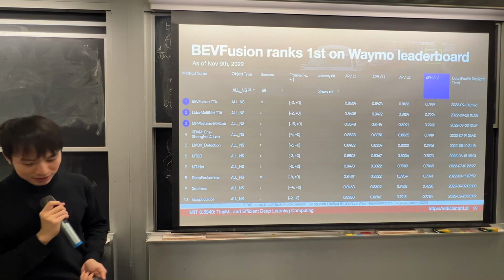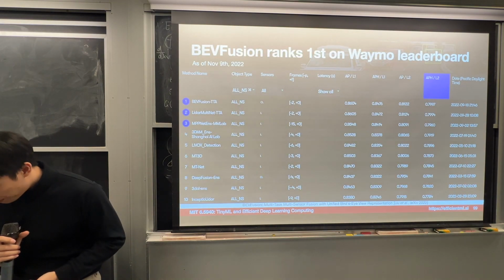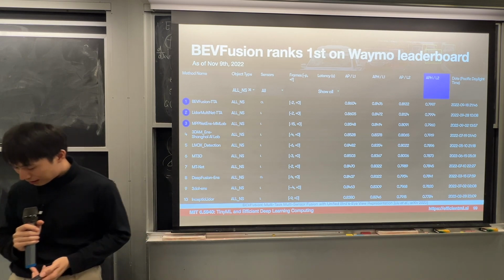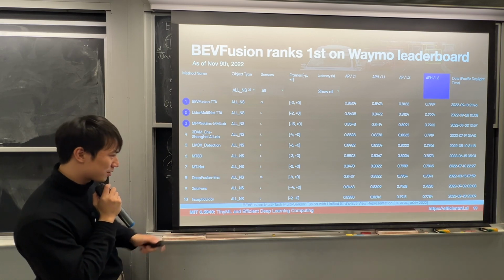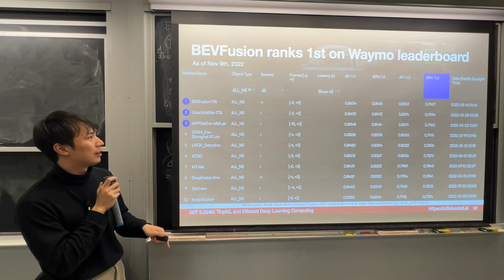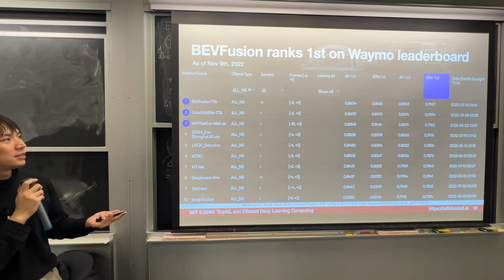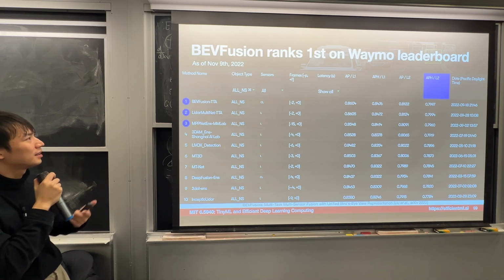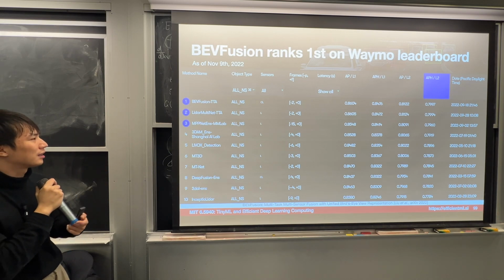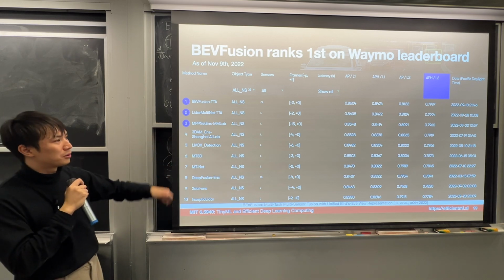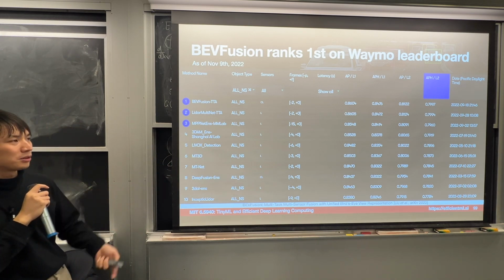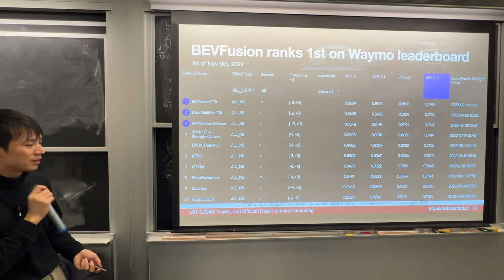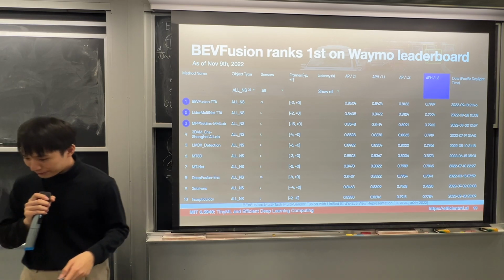And here are some benchmark results that people try to compare. At the time of the submission, I think it's 2022, there's an Olympics for self-driving perception problems. This is the Waymo leaderboard. At that time, I think our BEV fusion work got the number one spot if you look at a specific metric. I think this is the most widely used metric people use to rank the methods.